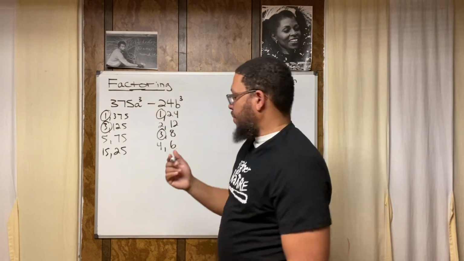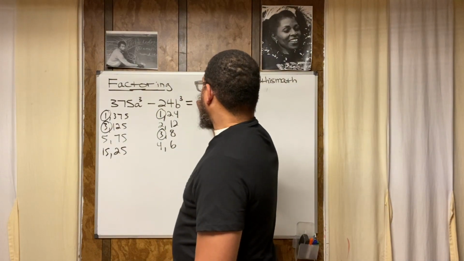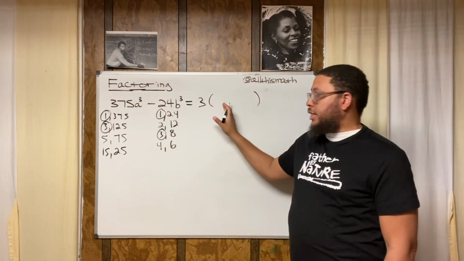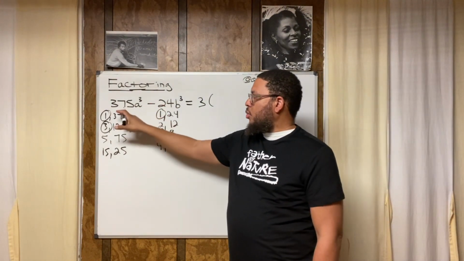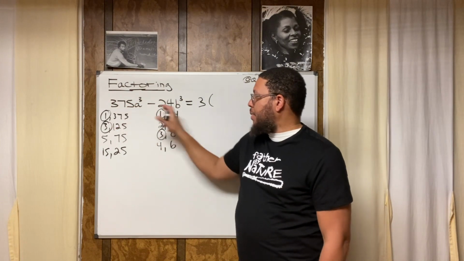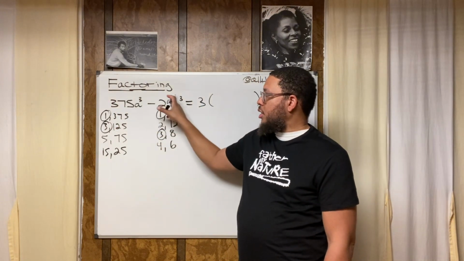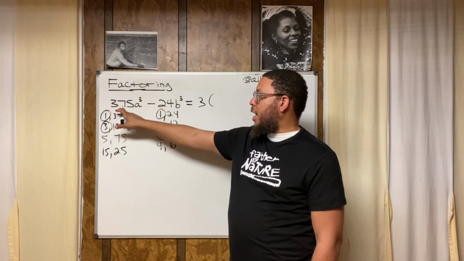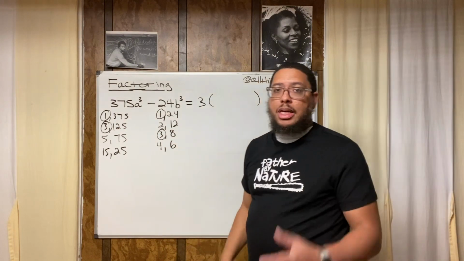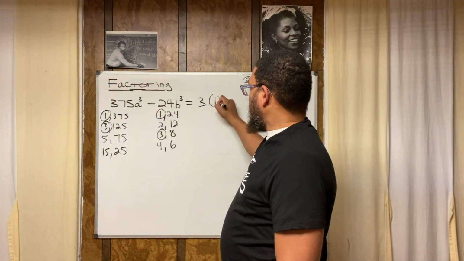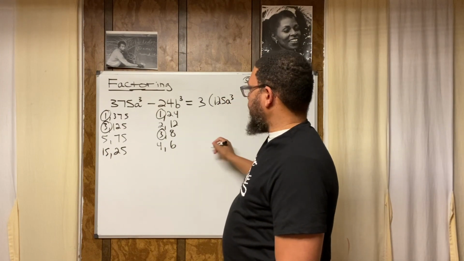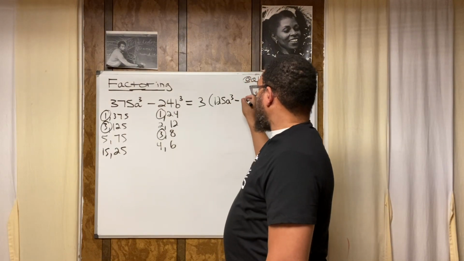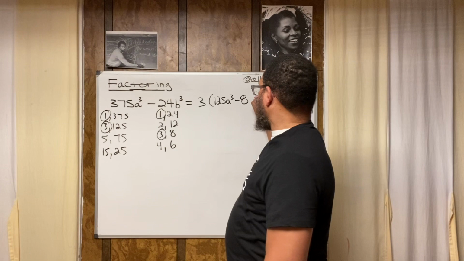So now, what do I do with that? I do this. Write your equal sign, write the 3, write a set of parentheses. Now, what goes into parentheses? That's your next question. The quotient when you divide each of the original terms by the GCF. So 375a to the third divided by 3 is going to be 125a to the third. And then negative 24 divided by 3 is negative 8. But don't forget the b to the third.